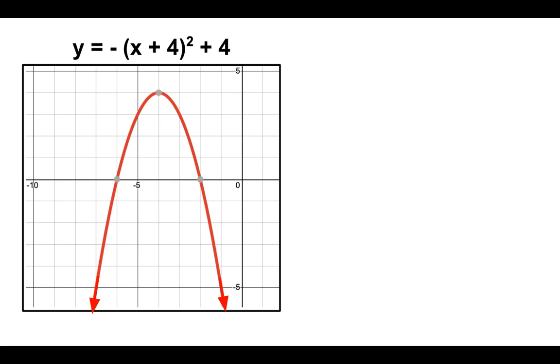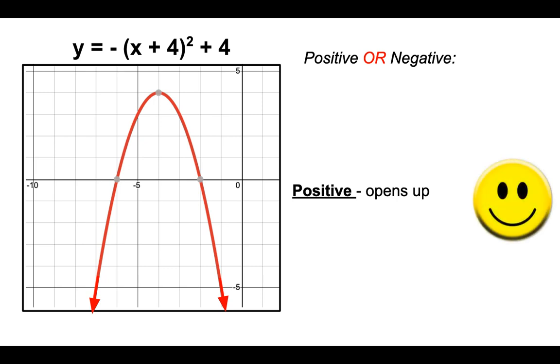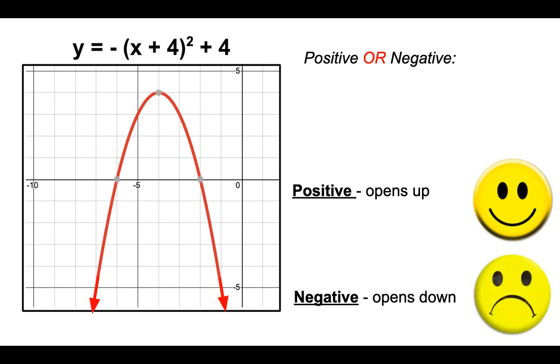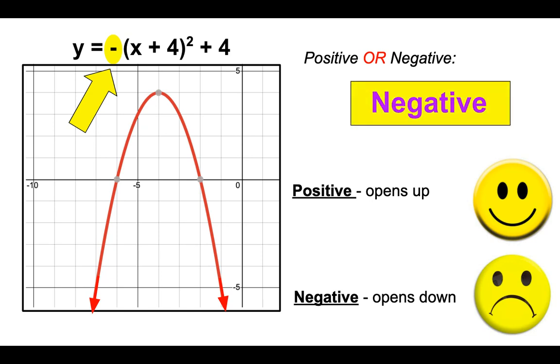We also have to decide if this graph is positive or negative. Positive means the parabola opens up, like a smiley face. Negative means it opens down, like a frowny face. If we take a look at this, it is opening downward. Another way we can tell is by looking at the equation. That negative symbol means that the graph is negative. It is a frowny face, so once again we say it is negative, opening downward.